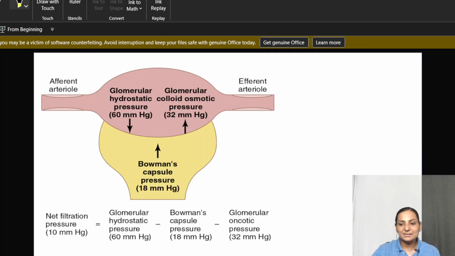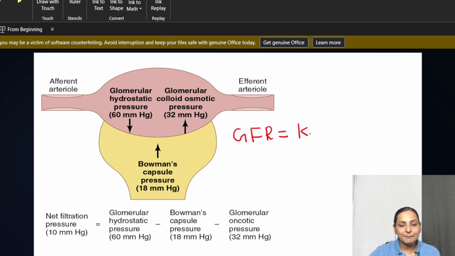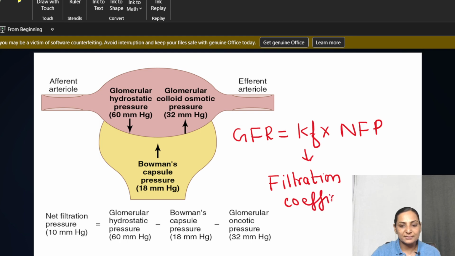Now coming to the factors affecting and regulation. This is a very easy diagram which you can easily draw to explain the GFR. Now we know that when we speak of GFR, GFR is nothing but KF into NFP. This KF is called the filtration coefficient. Okay, so it is the filtration coefficient. And NFP, these are the net filtration pressures or the net filtration forces.